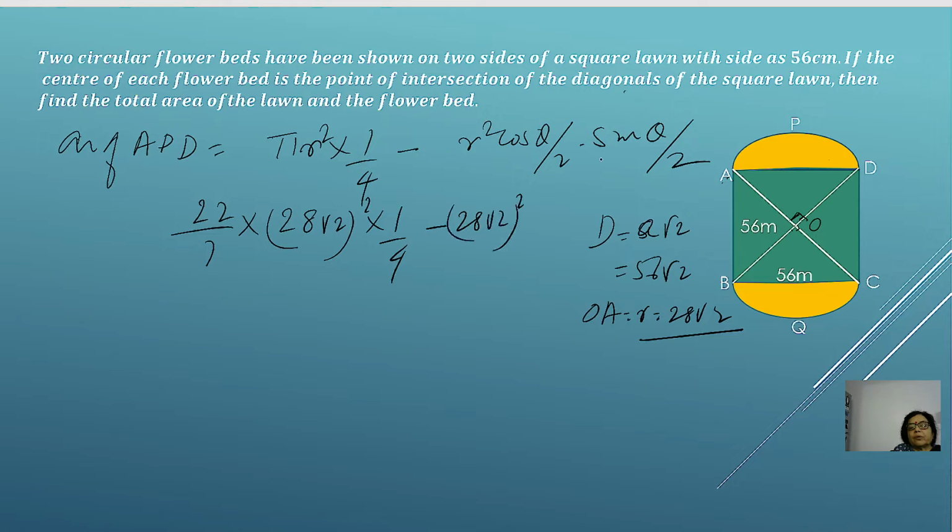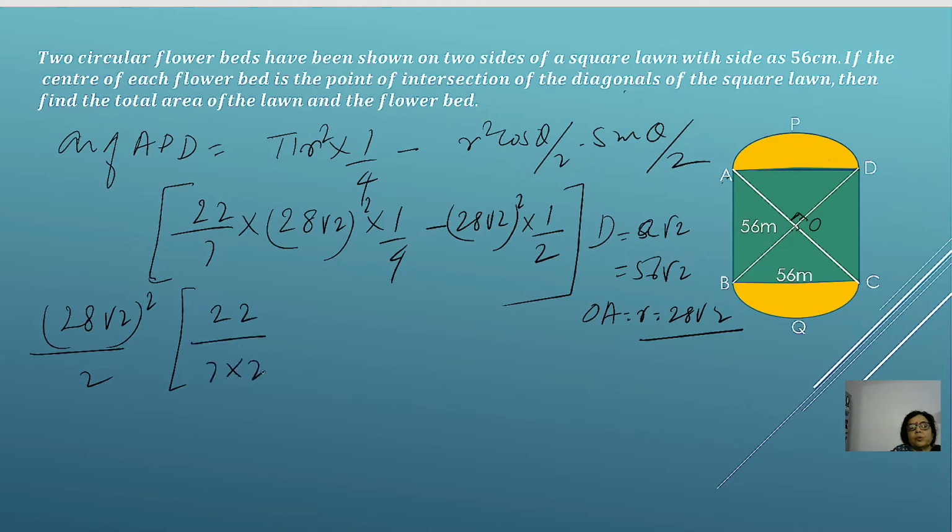Sin theta by 2 is sin 45, cos theta by 2 is cos 45, so that is 1 by root 2 each. So that becomes 1 by 2. So this is what we need to simplify. Now 28 root 2 whole square can be taken out as common, divided by 2 can also be taken out as common. So this becomes equal to 22 by 7 into 2 minus, we have taken out this whole thing common, so we are left with 1 over here.